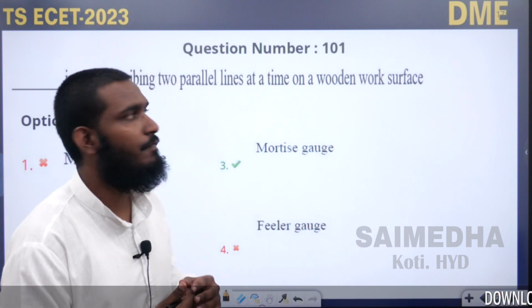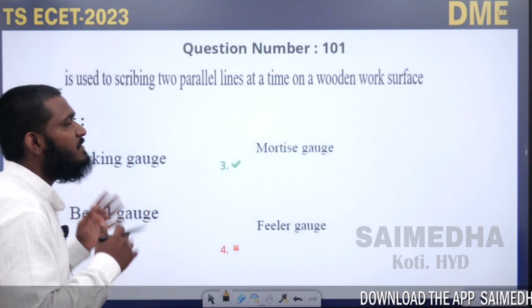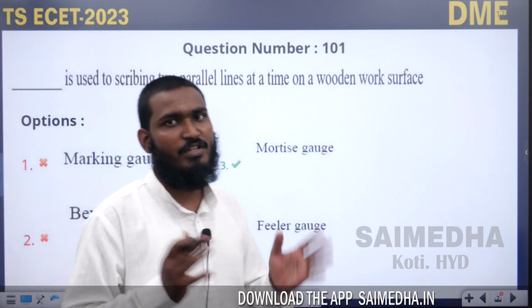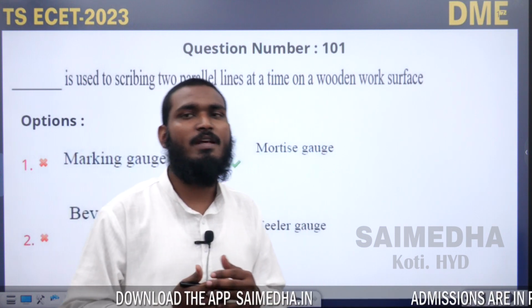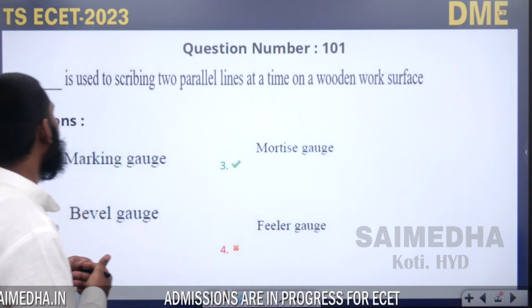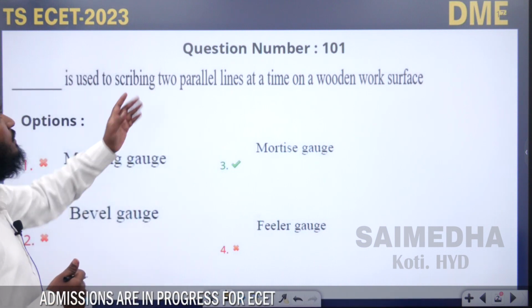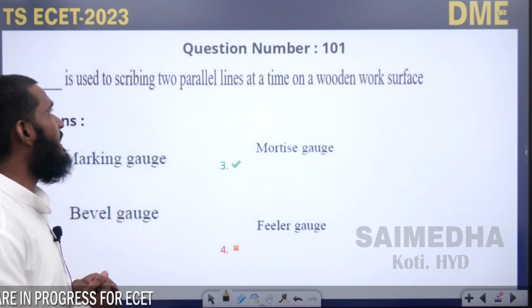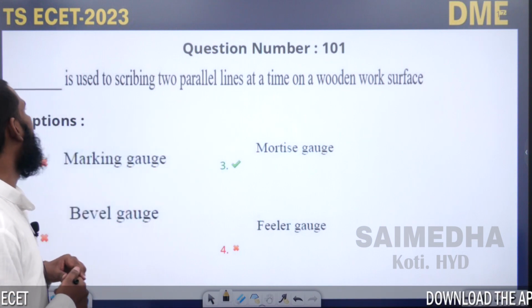Okay, now let us start with the first question. First we are discussing the questions of production, workshop technology as well as manufacturing technology. So first let us discuss the questions we are having. The first question is: dash is used for scribing two parallel lines at a time on a wooden work surface.